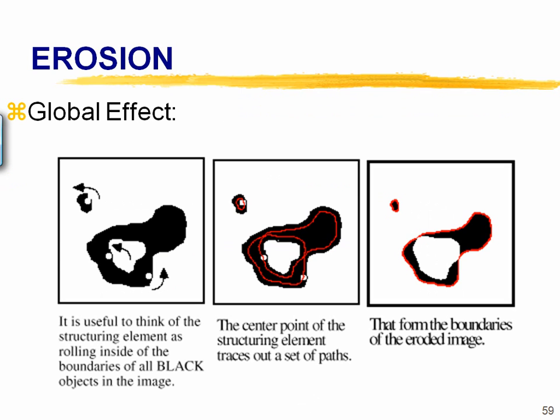Now in terms of a global effect, it's the exact opposite. Think of a white ball that's placed inside the regions and rolled around, and that's the kind of shrinking you would get as an end result. So it shrinks the region that you have, and it widens the holes that you have. Opposite effect.